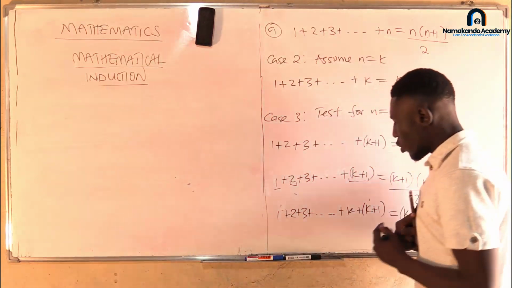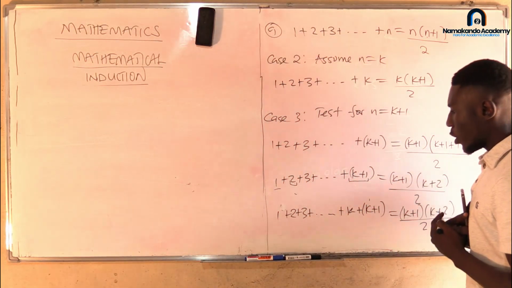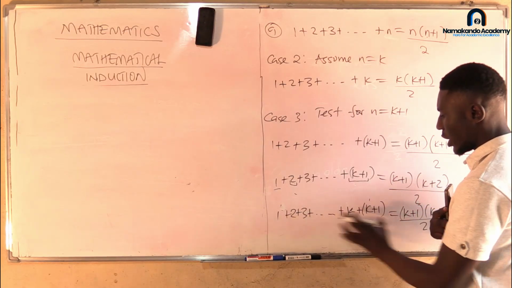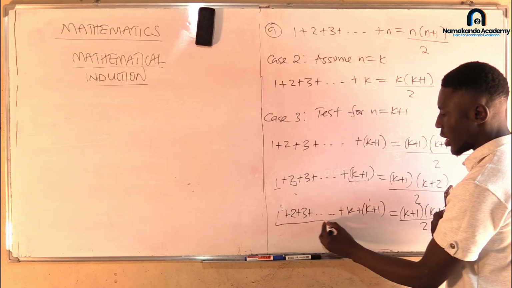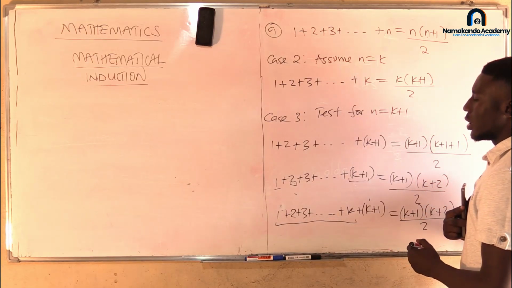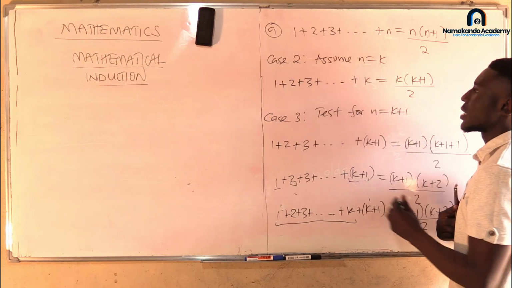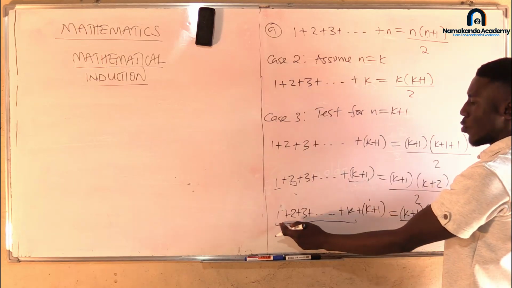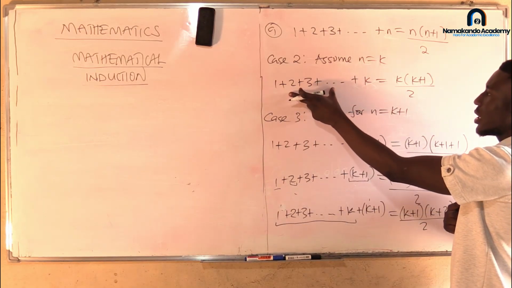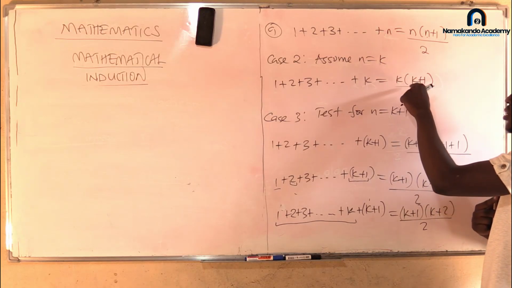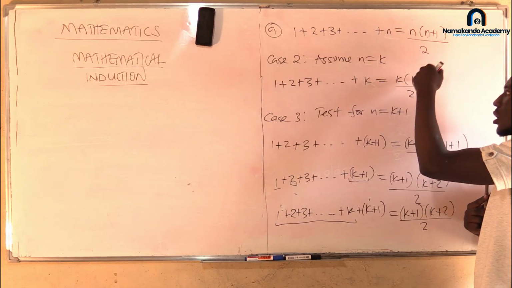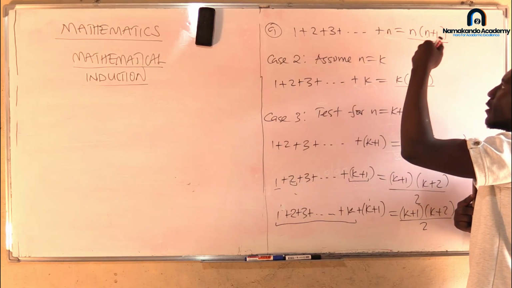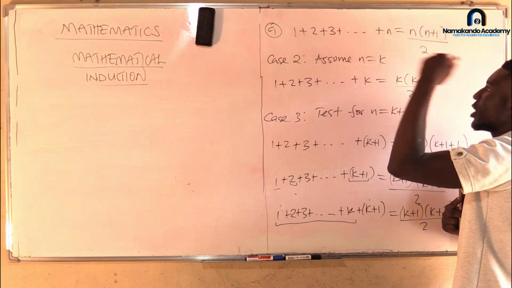Now let's observe again. This part we have formulated here on the left hand side, from 1 up to k, we have it in the second case. It's the same left hand side we have, from 1 to k, and the result is equal to k times k plus 1, divided by 2. This is based on us concluding to say case 1 is true.